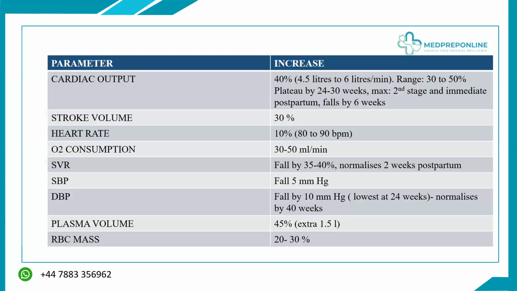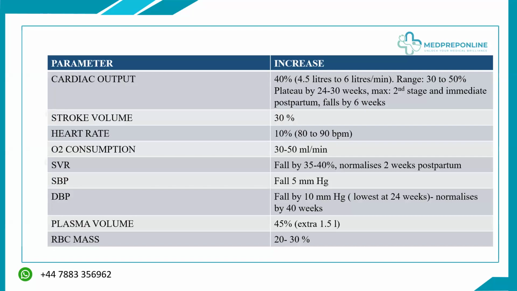So again, we saw the cardiac output increase is almost to the count of 40%, which is from 4.5 liters. You can say an added 1.5 liter is increased, right? So up to 6 liters per minute. So 4.5 to 6 liters is the range. Always remember that in RCOG, you may not get the absolute values. So the range is 30 to 50% increase in cardiac output.